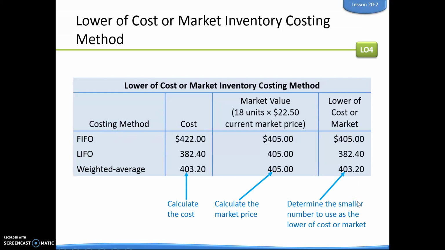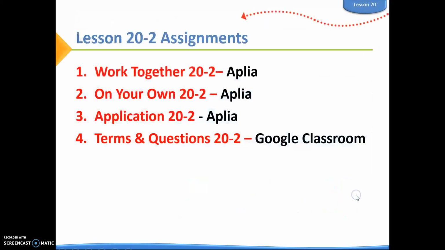Okay. So that one is, again, used to try to make sure that inventory is never overstated. But you do still need to do either your FIFO, LIFO, or weighted average to find your ending inventory cost.